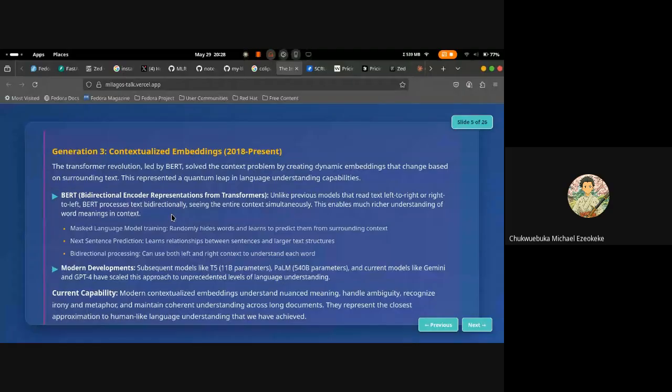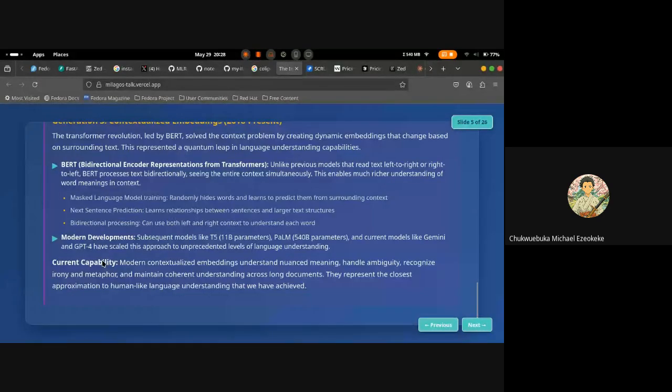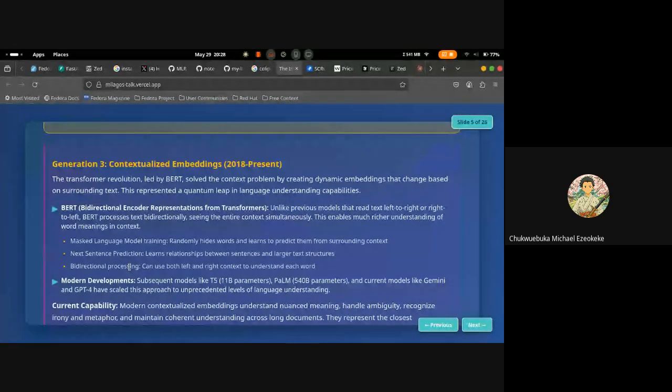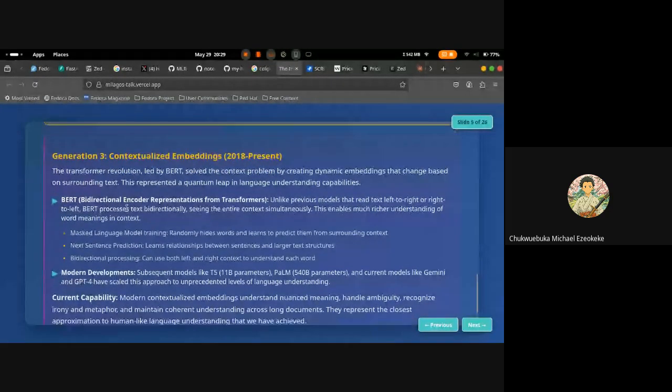Another part of this third generation, contextualized embeddings, is model development. There's T5, there's PaLM, and then the current Gemini and GPT-4. The major difference between this third generation and the previous generations of text embedding models is that this generation could understand the meaning behind words, recognize irony and metaphor, and maintain a coherent understanding across long documents. If you notice, they perform better than just using TF-IDF, count vectorizing, or Word2Vec. Currently, most LLM products are using this third generation of text embedding models.